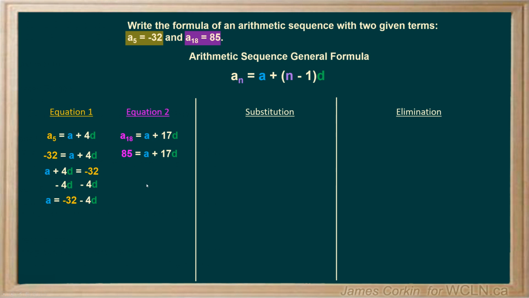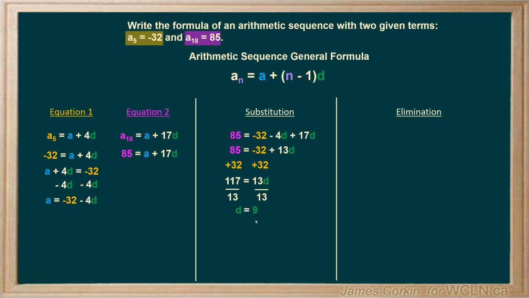Once you have done that, you can then substitute the a value here into the other equation you have. So that ends up giving you something that looks like this, where this a is replaced by negative 32 minus 4d. So that's called substitution. From here, we can collect like terms. So we're going to collect the two d's together to get 13d. And then we're going to add 32 to both sides, which gives us this equation here. Now we divide both sides by 13, and now we know our value for d.